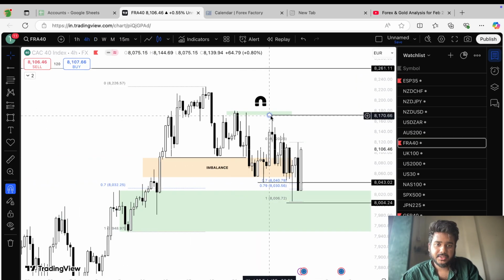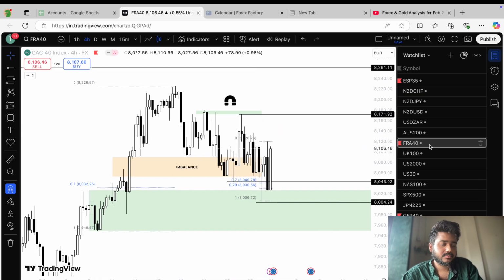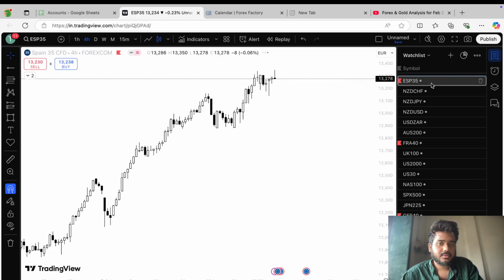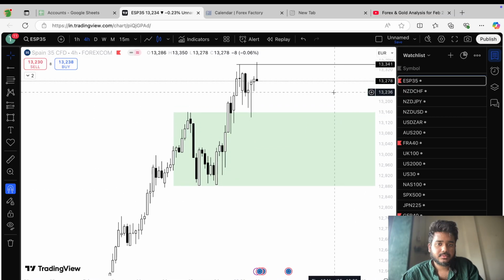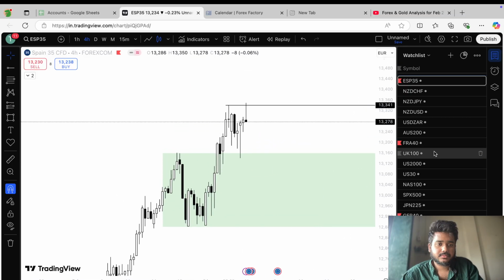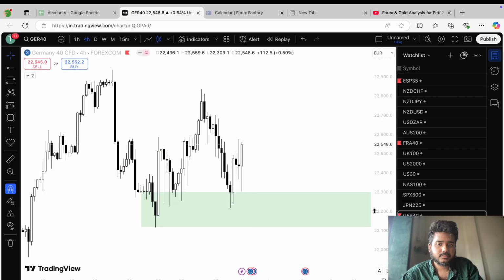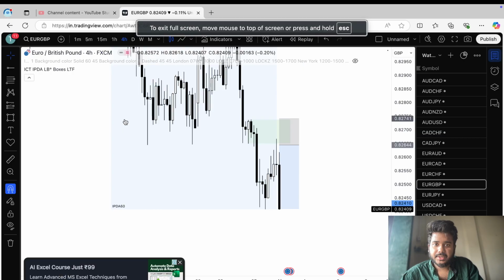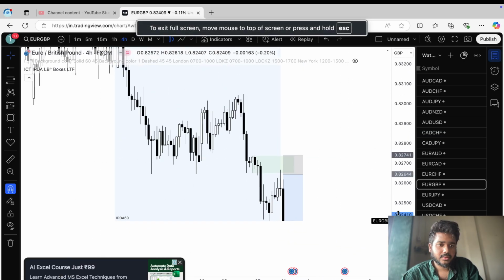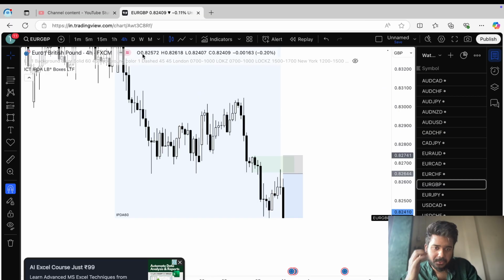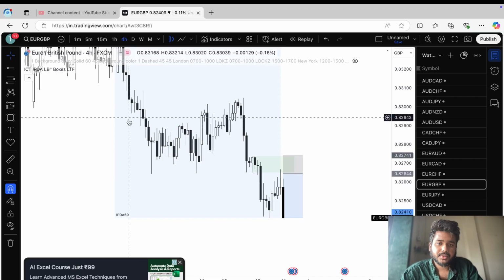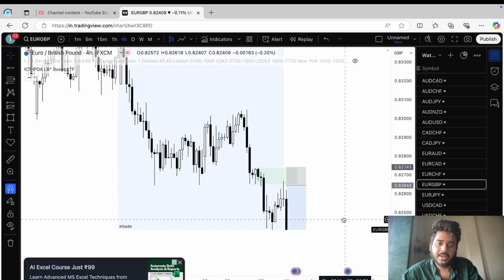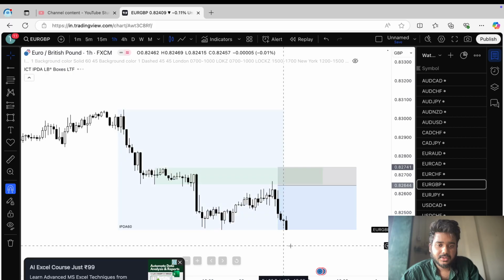So we'll have a look at this. I'm not looking at other pairs right now. Okay. This was one of the trades which I shared, I think. I don't remember if I did the analysis on the YouTube account or not. This was one of the trades which I shared and it hit TP around the last hour.